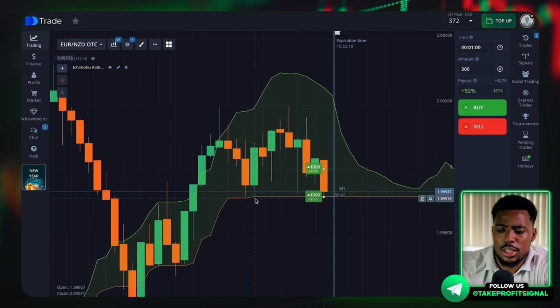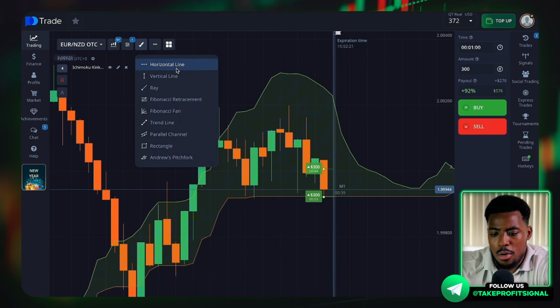Right now, I decide to make another trade, clearly from the minimum value that we have formed right here.